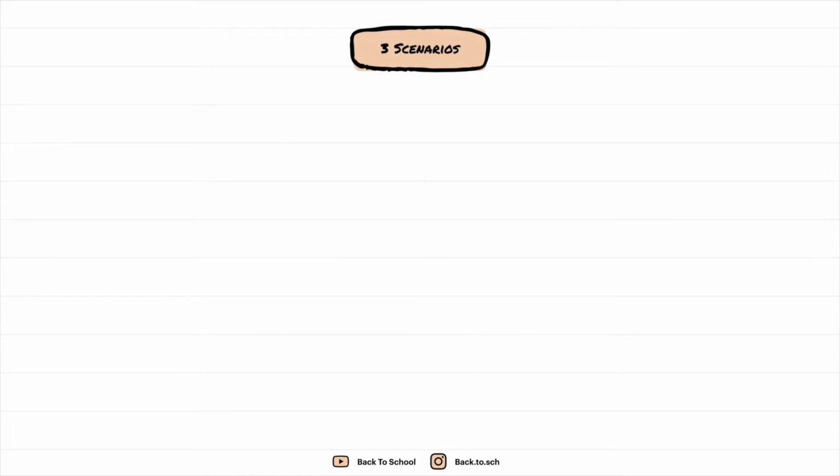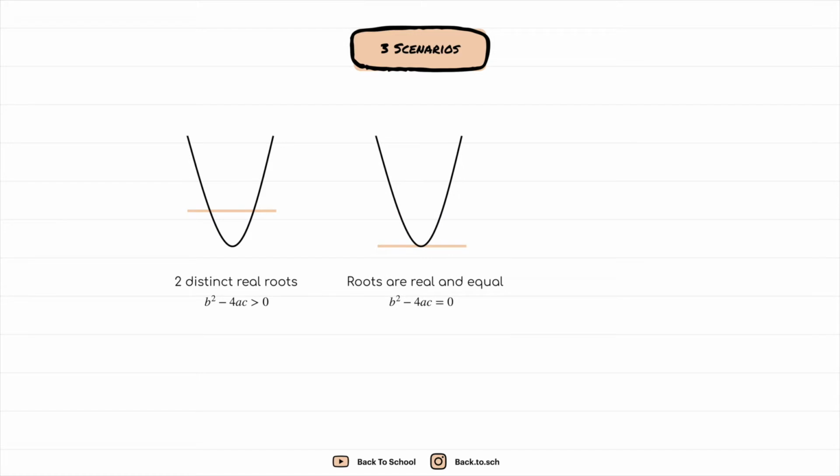Alright, let me begin from where we left off in part 1 of the Discriminant. The 3 scenarios. The first is where there are 2 distinct real roots. The second is where roots are equal, also known as one distinct real root. And the third is where roots are not real. And you will notice for each of the scenario, there is this b squared minus 4ac thing at the bottom.